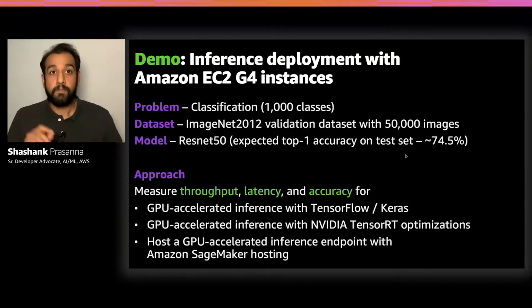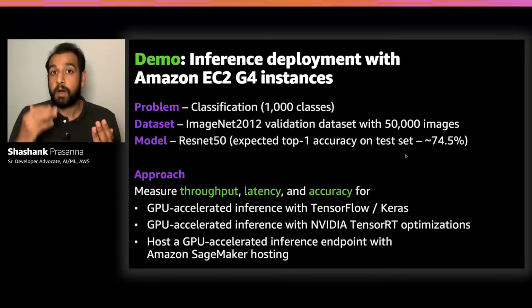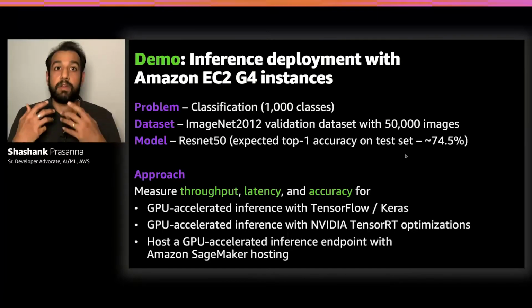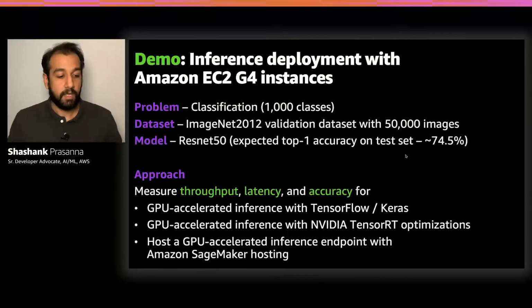And second, we'll do something different. We'll compile the model with NVIDIA's compiler called TensorRT, and then we'll run inference and see if compiling your model versus just using your framework gives you better results. And this will have an implication on throughput and performance and cost. So let's jump into our demo.